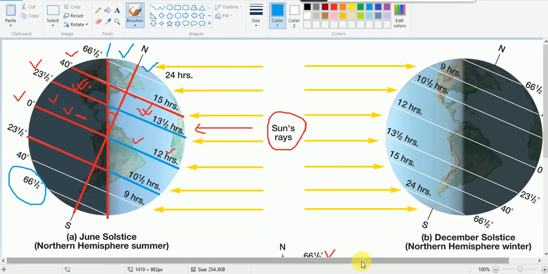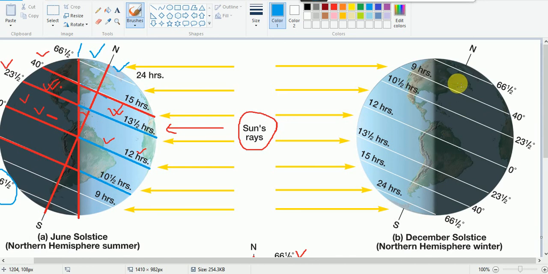Likewise in the other case, when the northern hemisphere is in the winter season, our Earth is tilted away from the sun. So here we have the axis of the Earth, and here this is the vertical plane, so it inclines away from the sun.